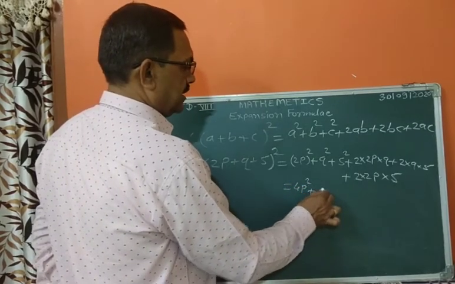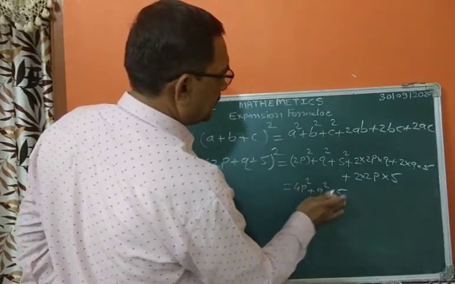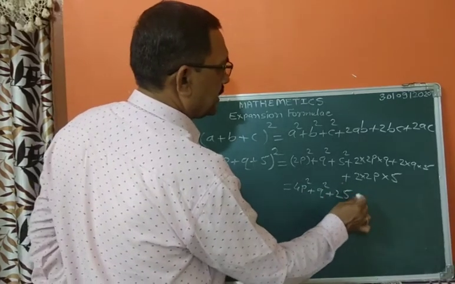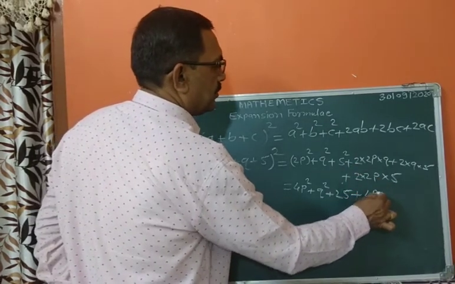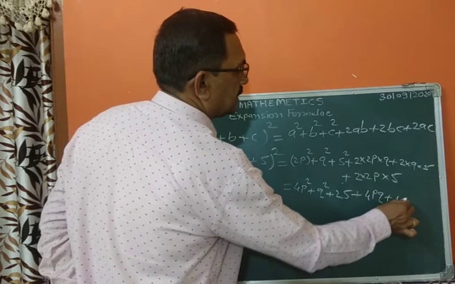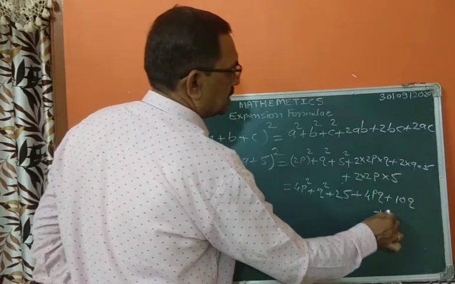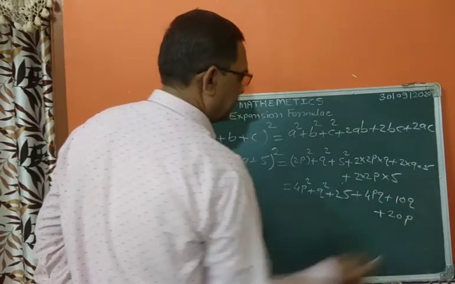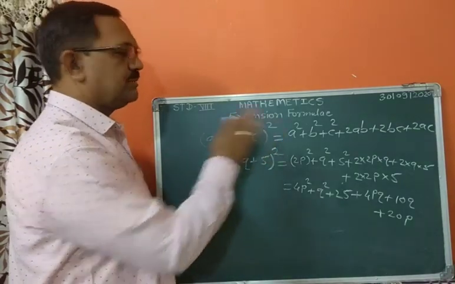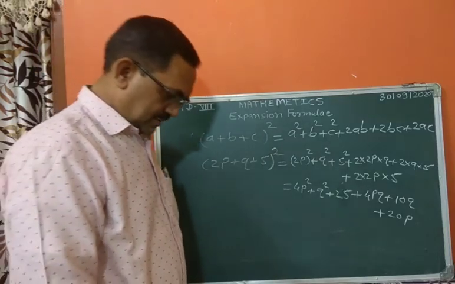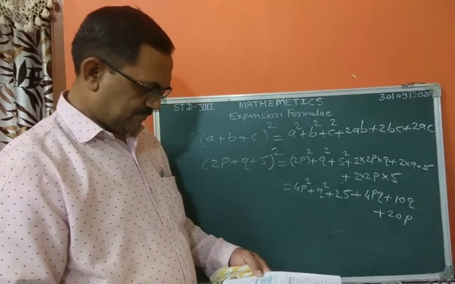4p² plus q² plus 25 plus 4pq plus 10q plus 20p. In this way, we have to solve the expansion of this (2p plus q plus 5)². In this way, you have to solve the other examples given in practice set 5.4.